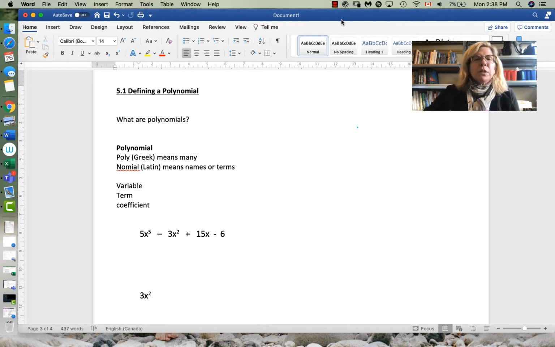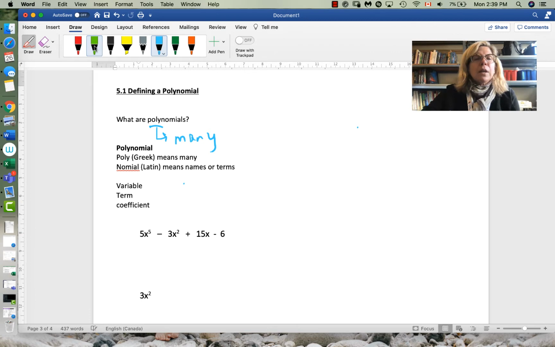What are polynomials? Well, polynomial comes from the Greek word poly, meaning many, so we see poly all over the place. And then nomial is from the Latin, and it means names actually, but mathematicians have somehow found the translation to terms. So polynomial means many terms.